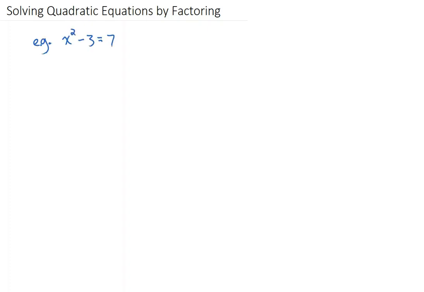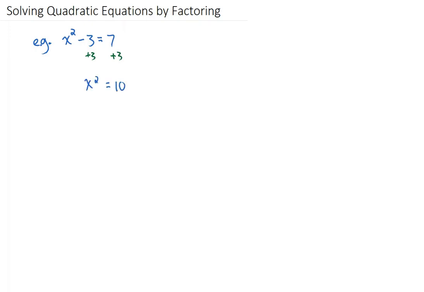For example, equations like x squared minus 3 equal to 7. That is a quadratic equation because a quadratic equation is an equation with the highest power on the variable as a 2. And so what we would do here is get the squared piece by itself by adding 3 to both sides. When we do that, that isolates the square and gives us x squared equal to 10.